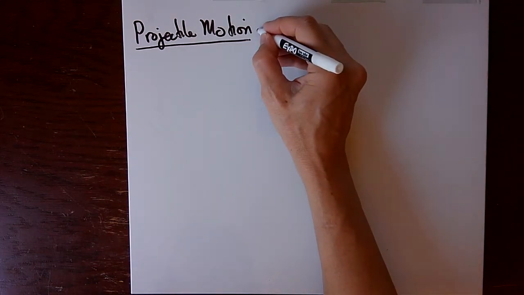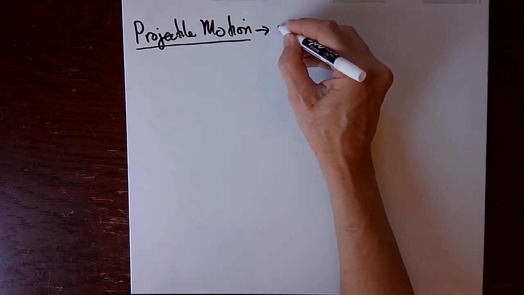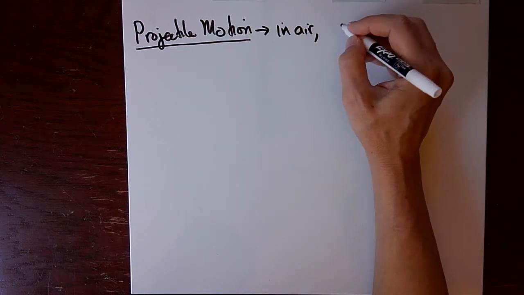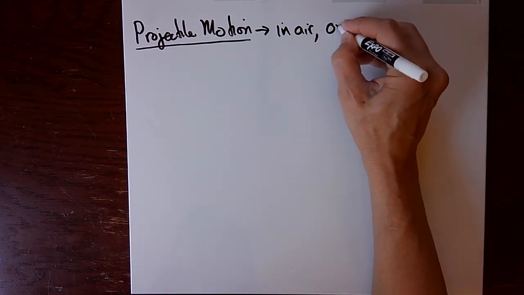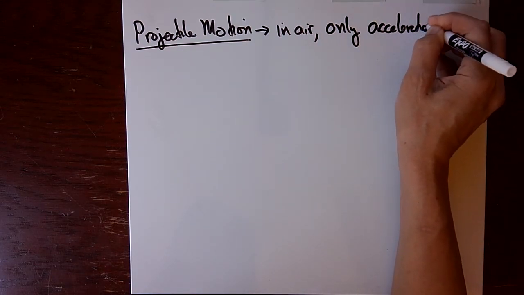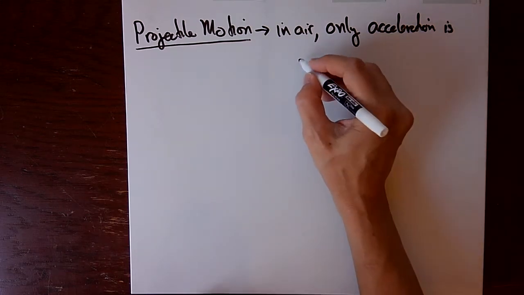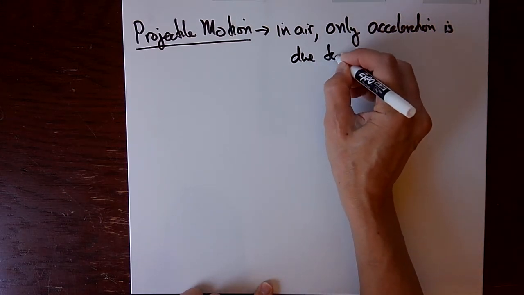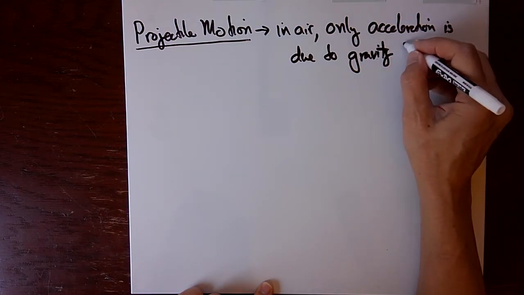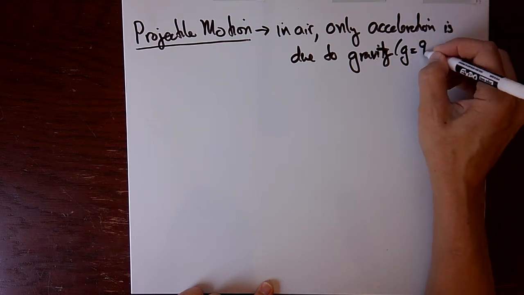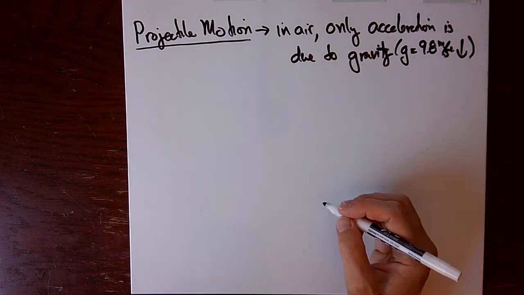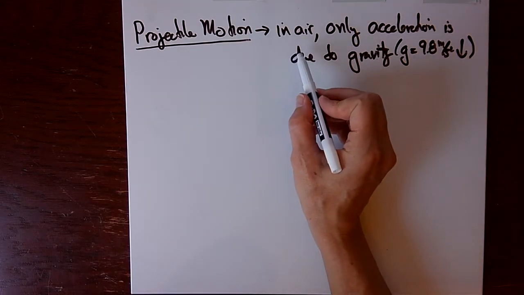What is projectile motion? Projectile motion is anytime something's in the air and the only acceleration acting on it is the one due to gravity. Which means it's g, or negative 9.8 meters per second squared down. So it's basically two-dimensional free fall.